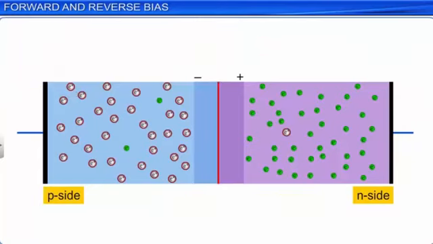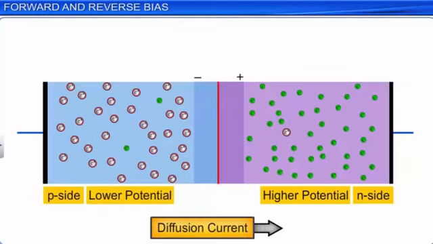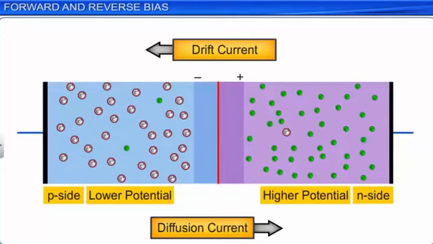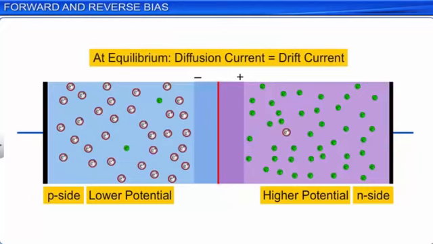We have also learned that when the diode is not connected to the battery, the n side is at a higher potential and the p side is at a lower potential, and the diffusion current and drift current across the p-n junction are opposite in direction and equal to each other at equilibrium. It is important to note that the diffusion current is due to the movement of majority carriers of the p and n regions from one side to the other.